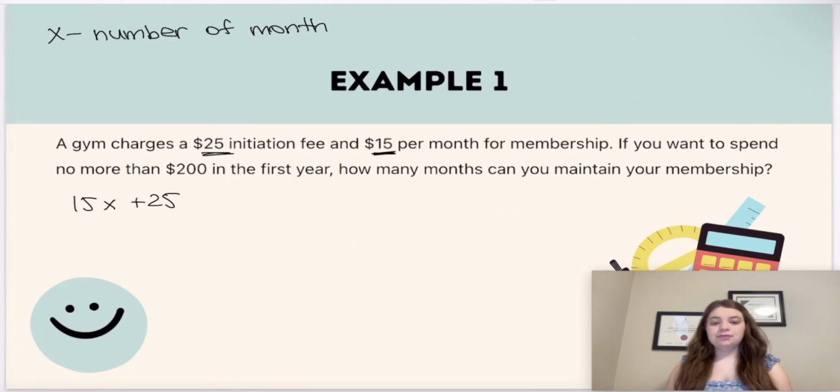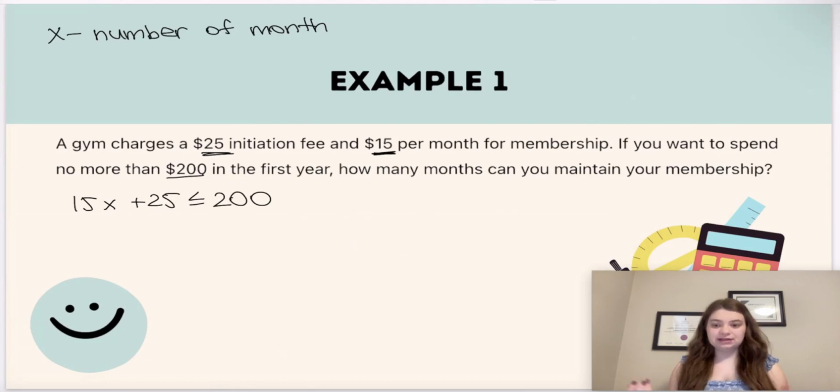And that number must be less than or equal to 200 because it says we want to spend no more than $200 in that first year. And so now we need to solve for x. We need to know how many months we would be able to maintain the membership for if this needs to happen. So then I'm just going to solve this inequality as usual.